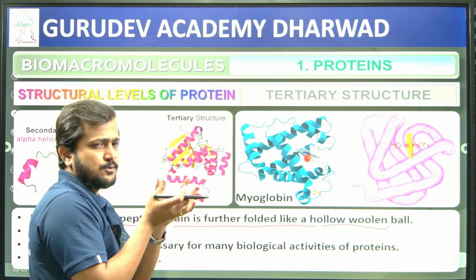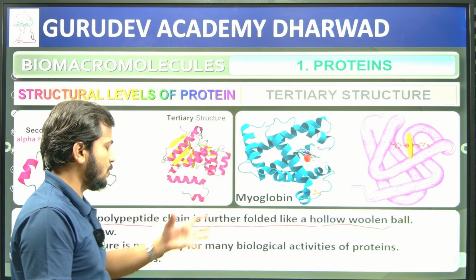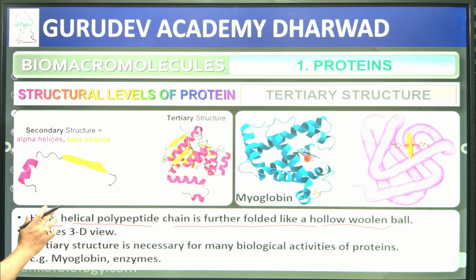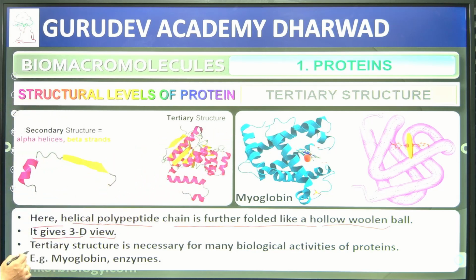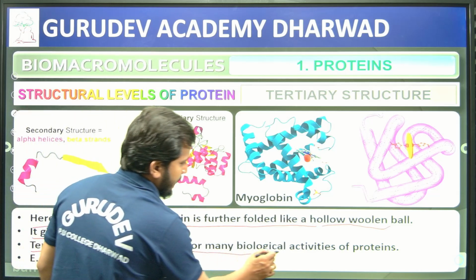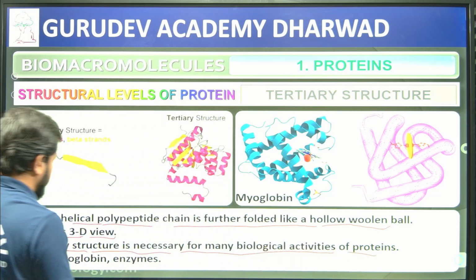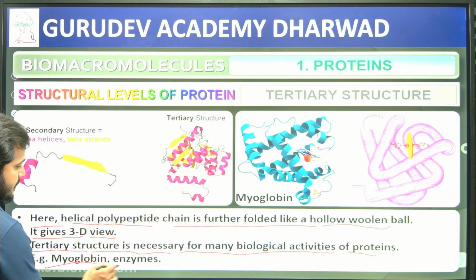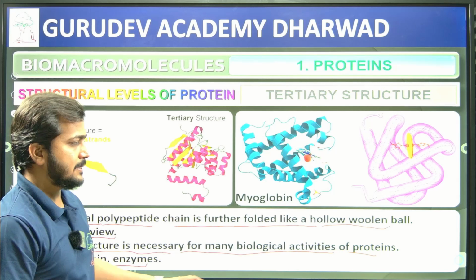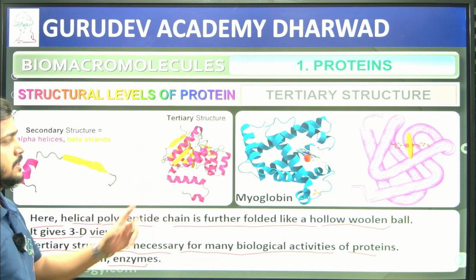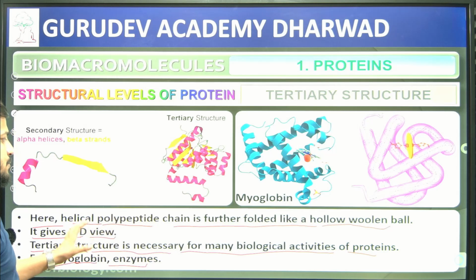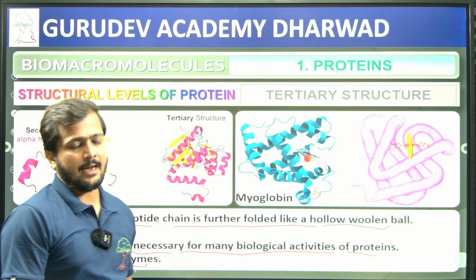So hollow means a little gap in between, with respect to the word woolen ball, like that structure it can form. And it gives mainly a 3D view, whatever structure you are seeing is known to be a 3D view. So tertiary structure is necessary for many biological activities of protein, here mainly like myoglobins and enzymes. So myoglobin and enzymes are majorly known to be examples of tertiary structure of protein, which will help in many biological activities, right?